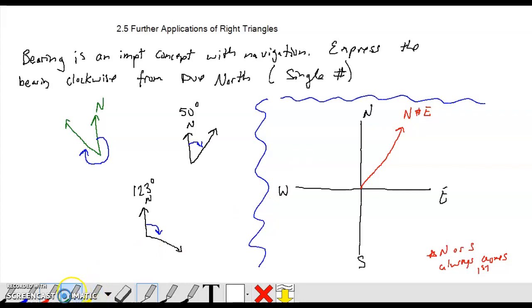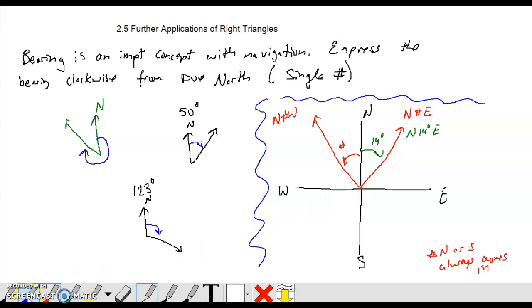So for instance, it might be north by 14 degrees east. So I'm in between north and east, and that 14 degrees is right here. So this is your 14 degrees. If I was in between here, this would be north by some number west. And whatever number that is, that number would be right here.